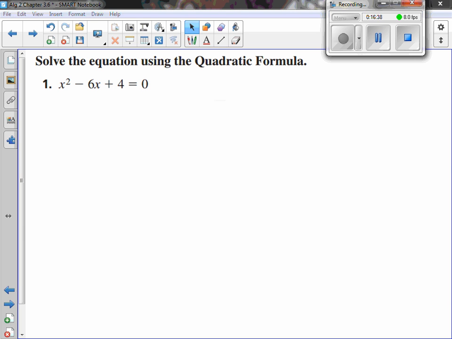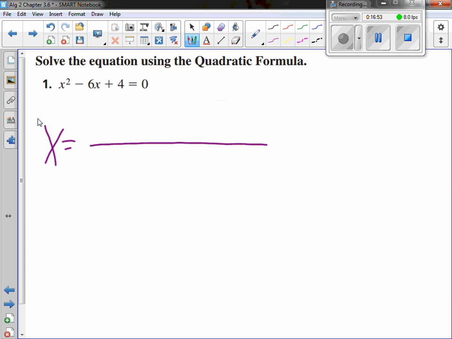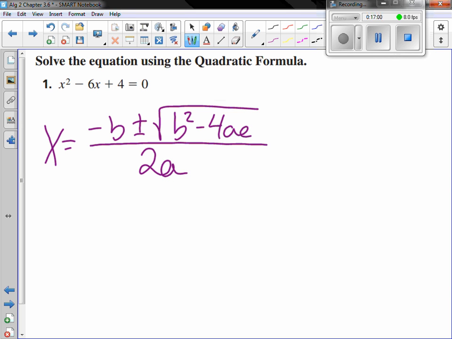So let's look at this problem here. X squared minus 6x plus 4. Is everything on the same side of the equal sign? Yes. Okay, so we can go on and use the formula. X is equal to negative b plus or minus the square root of b squared minus 4ac all over 2a. So we have negative b. Well, what is the value of b? So it'd be positive, because a negative and a negative would make a positive.